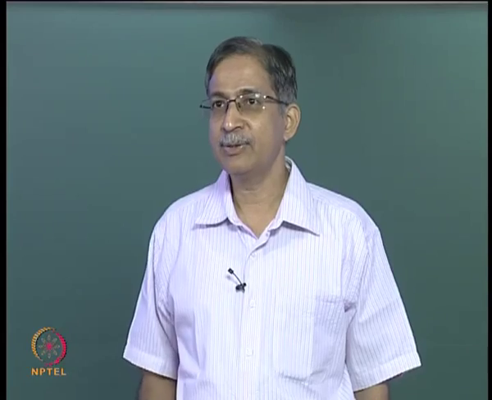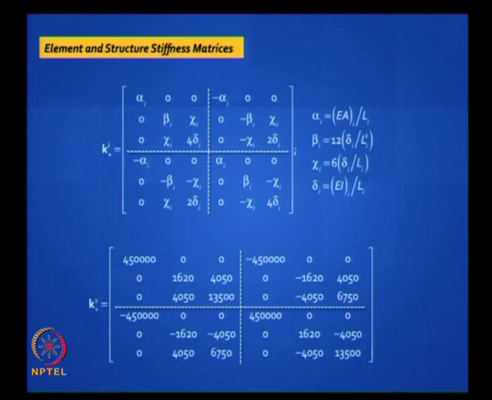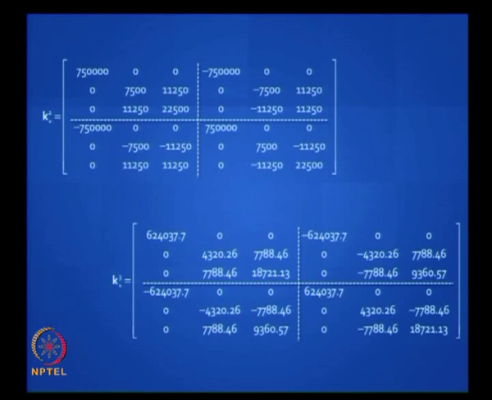So next you get the element and structure stiffness matrices, standard formulation for a plane frame element, right. You just have to plug in the values of EA by L, EI by L, and it all falls into place. Generate this for all the 3 elements. What do you do next? You have to generate the structure stiffness matrix. How do you do that?